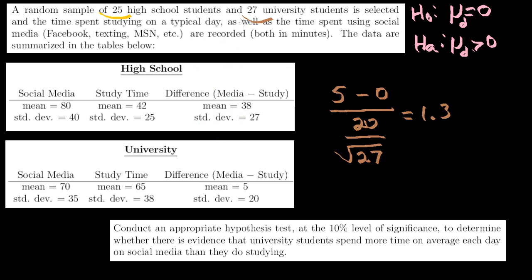Now to calculate the degrees of freedom, we have 27 as the sample size. We subtract 1. We're doing n minus 1 to get our degrees of freedom being 26. So that's what we're going to be using on the table.